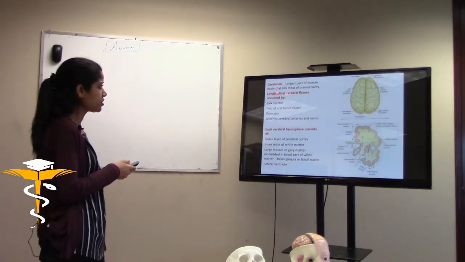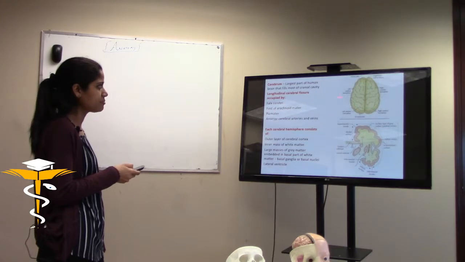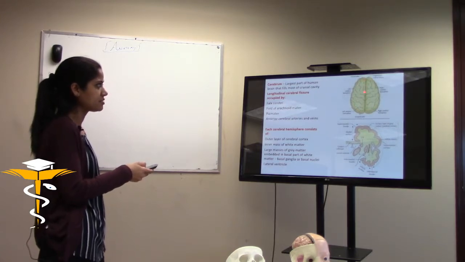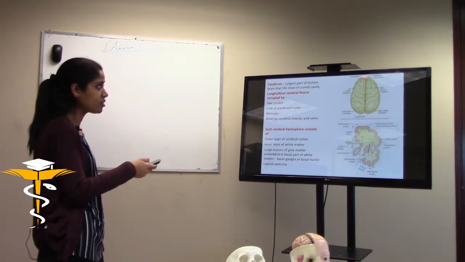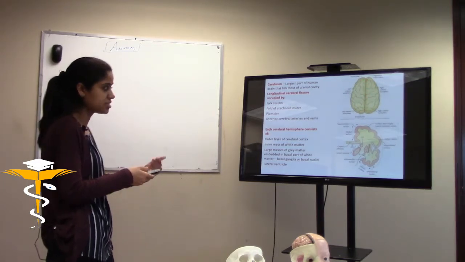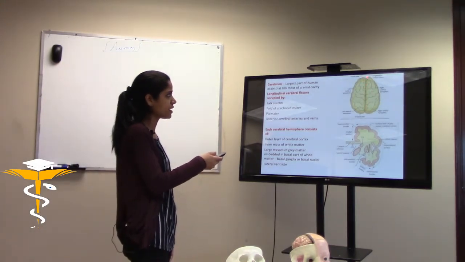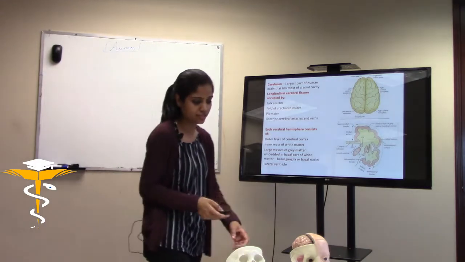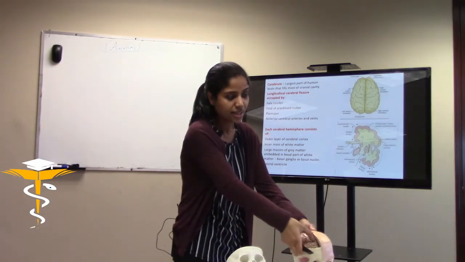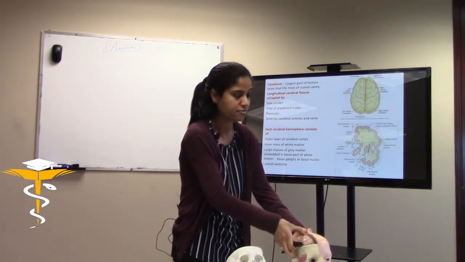The medial longitudinal fissure, also called the longitudinal cerebral fissure, separates the right and left cerebral hemispheres. Besides this, it also contains the indentations of the coverings of the brain. That is, the dura mater, arachnoid mater and pia mater also run in this medial longitudinal fissure.